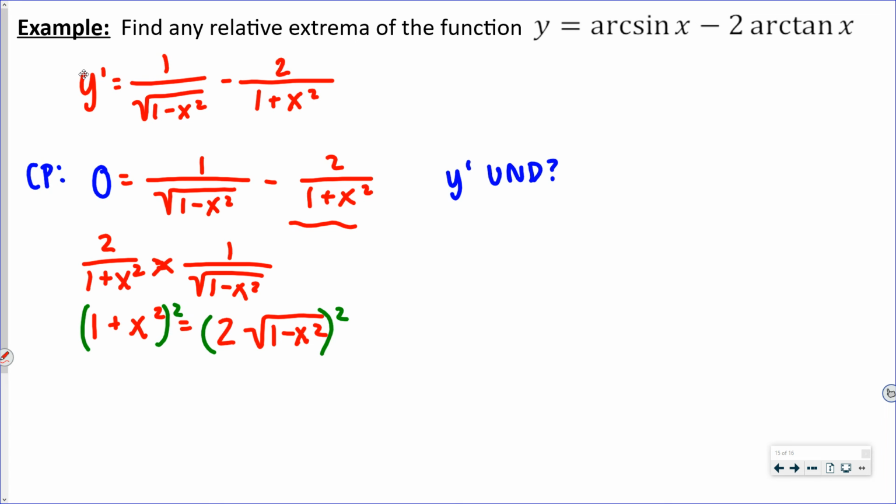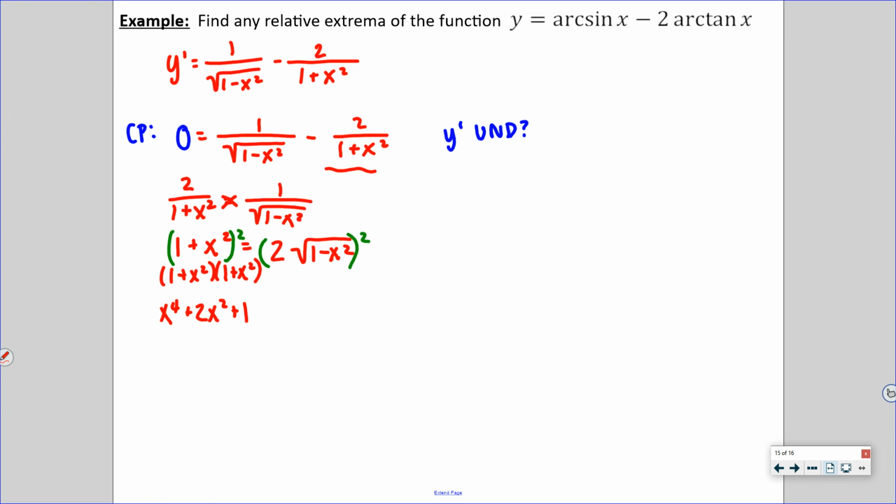Okay, this squared would give me x to the 4th plus 2x squared plus 1. Over here, when you square this, don't forget to square the 2. And then that square cancels that radical. So you get there.